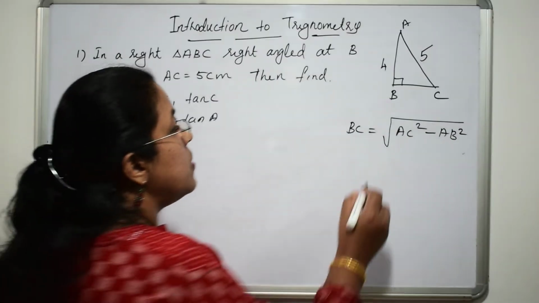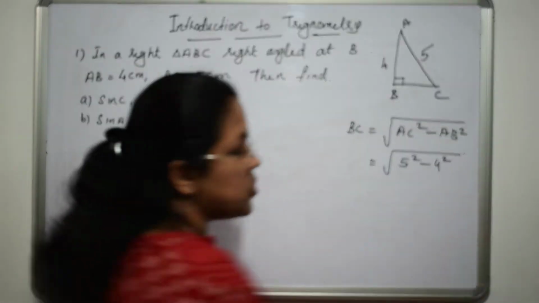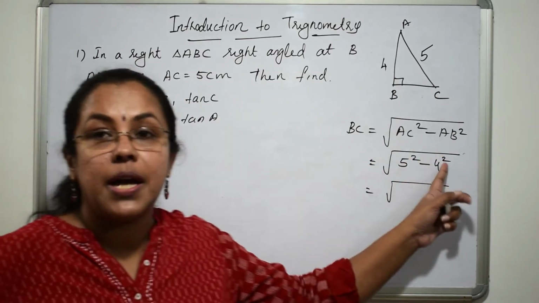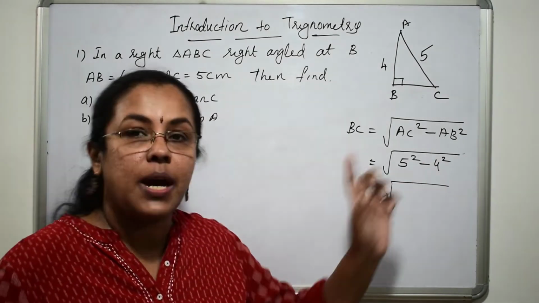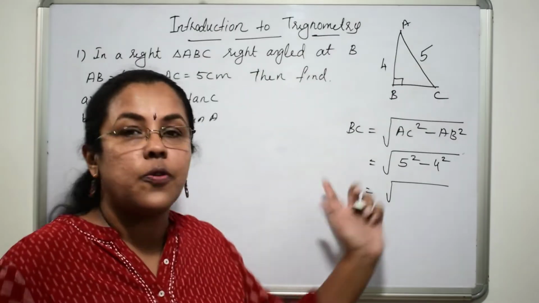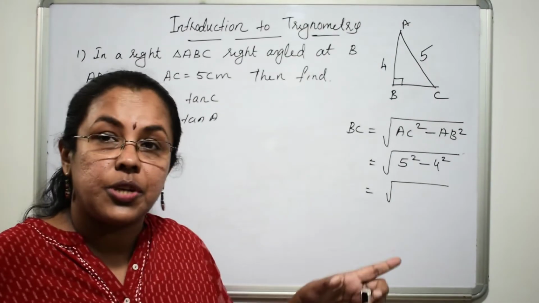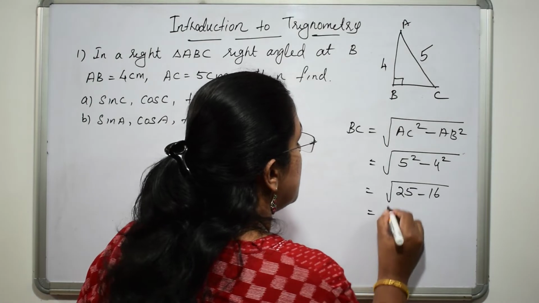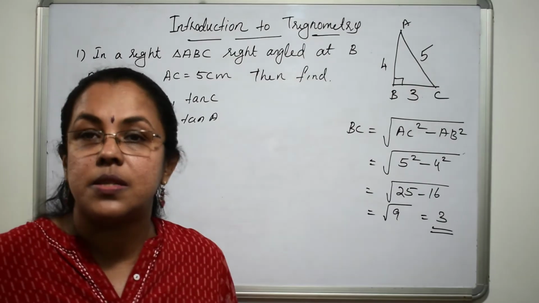Now, this is equal to root over 5 square minus 4 square. The easiest way is a square minus b square is (a plus b) into (a minus b). You can solve by both the methods. 25 minus 16 is equal to 9. Root over 9 is equal to 3. Or 5 plus 4 into 5 minus 4, that is also 9 into 1. Root over 9 is equal to 3. Solve by any of the methods, it's up to you. So the length of the side BC is equal to 3.